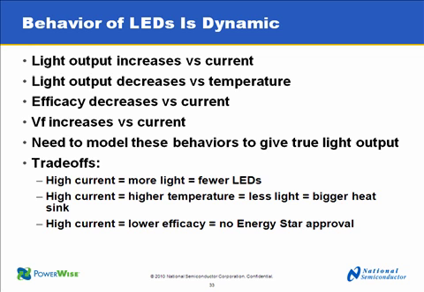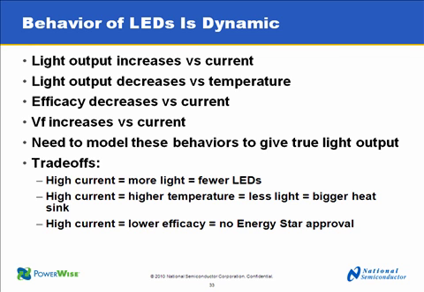So we see here the light output increases versus current. Light output decreases versus temperature. So as your temperature goes up, the light output is going to go down. So you can raise your current, increase your light output, but as your temperature goes up, the light output is going to go down. Also, as you raise your current, the efficacy decreases. Luminous efficacy, as we discussed earlier, is lumens per watt, or a measure of efficiency of the lighting source. The voltage increases versus current.